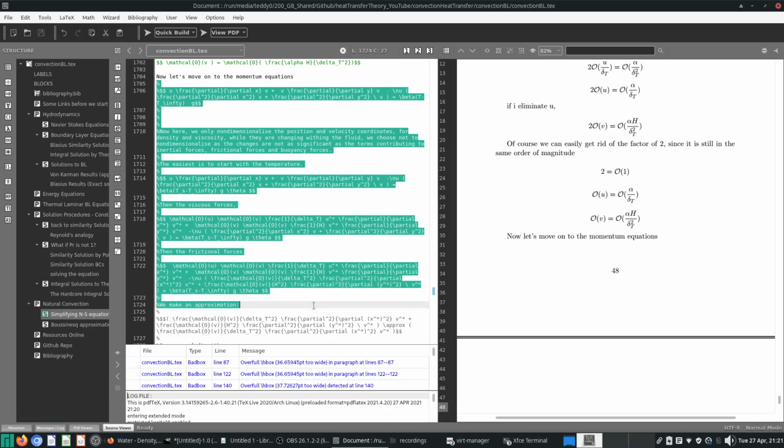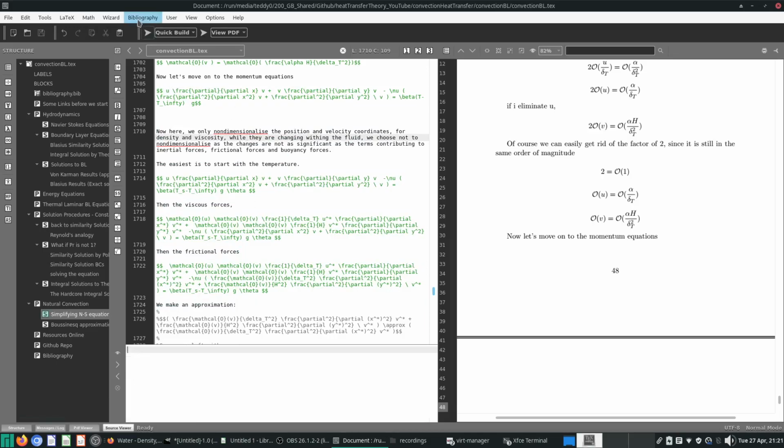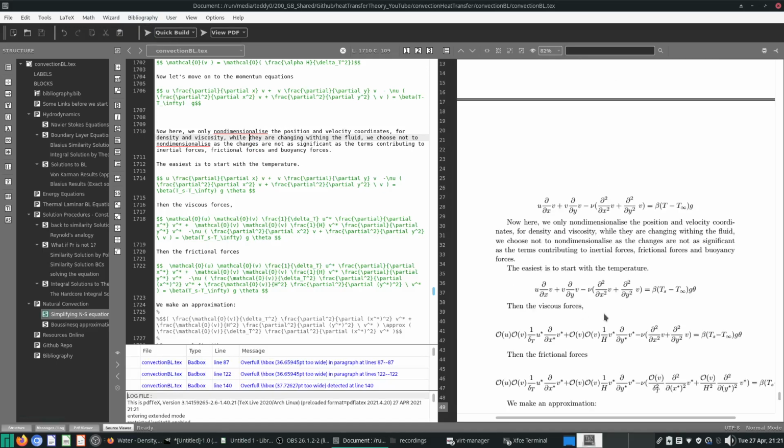So now we are going to go into the momentum equations. Now we have everything we need to scale the momentum equations. These are our vanilla momentum equations with our Boussinesq buoyancy term here, and then we have our viscous terms here, and then we have our advection terms. So we can start non-dimensionalizing everything.